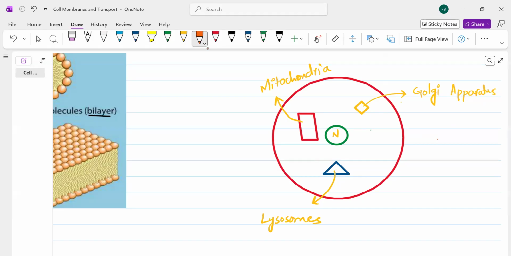Like in every organelle, you see every organelle is covered with a cell membrane. So it will have a separate compartment, isn't it? Every organelle will have a separate compartment within the cell.